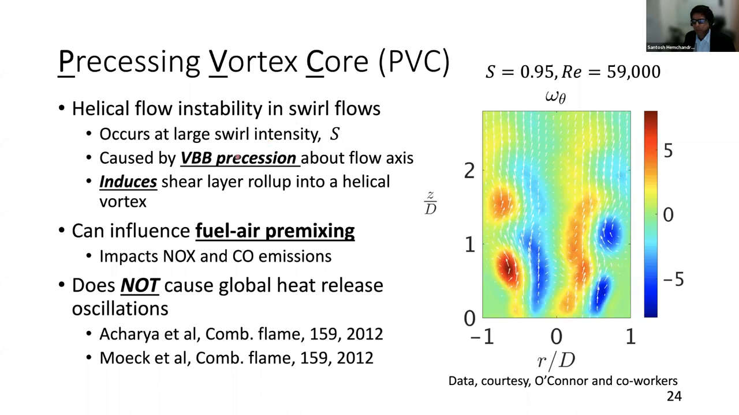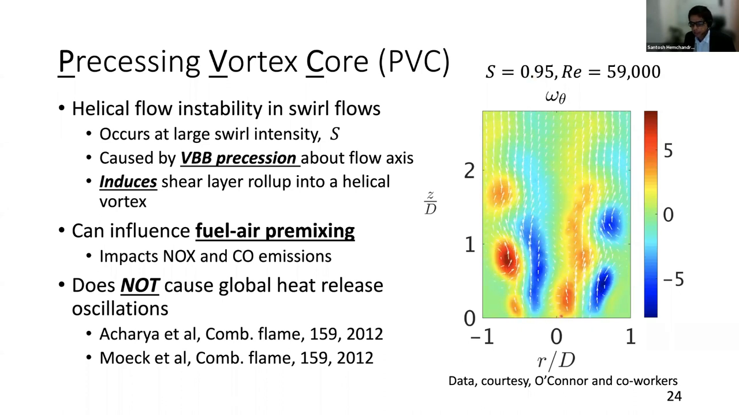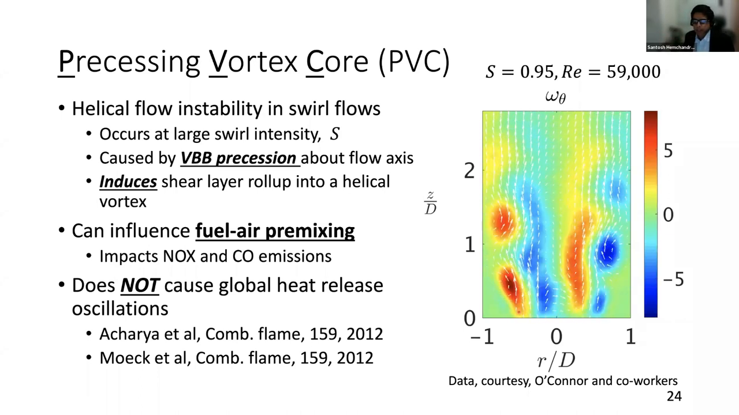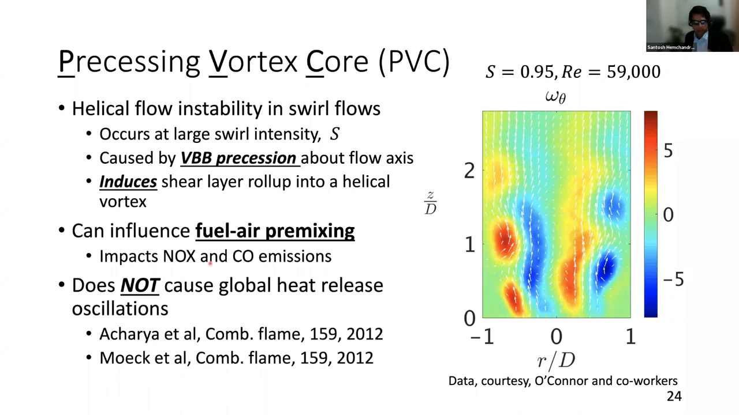And the reason you get this precessing vortex core is because of this movie here, which shows the out of plane vorticity component from a swirling jet. The flow is from bottom to top. Because of the high swirl, which is about 0.95 here, you see that the breakdown bubble in the center has started to precess. So this left-right lateral movement in a plane is because you have this precession about the axis. And then you see that this shear layer rolls up into a helical vortex, which is what many people identify with this instability. But I will show you some results which tell you that the actual driver is this precession. And this instability has been shown to impact fuel air premixing, and so you can favorably impact NOx and CO.